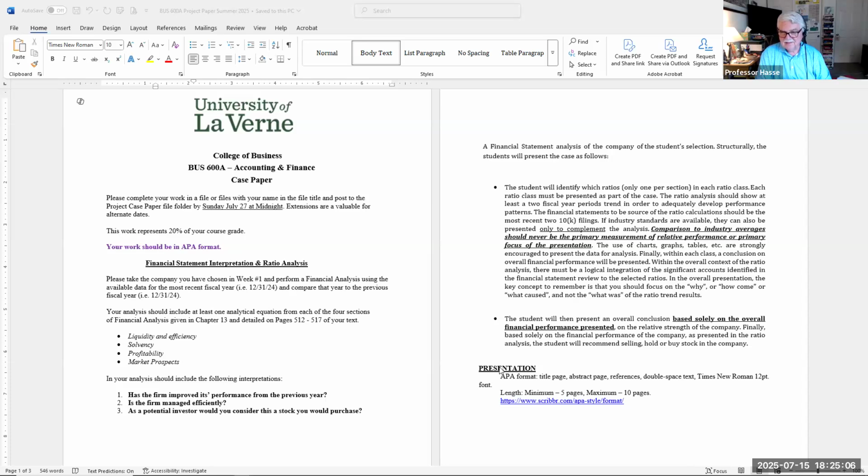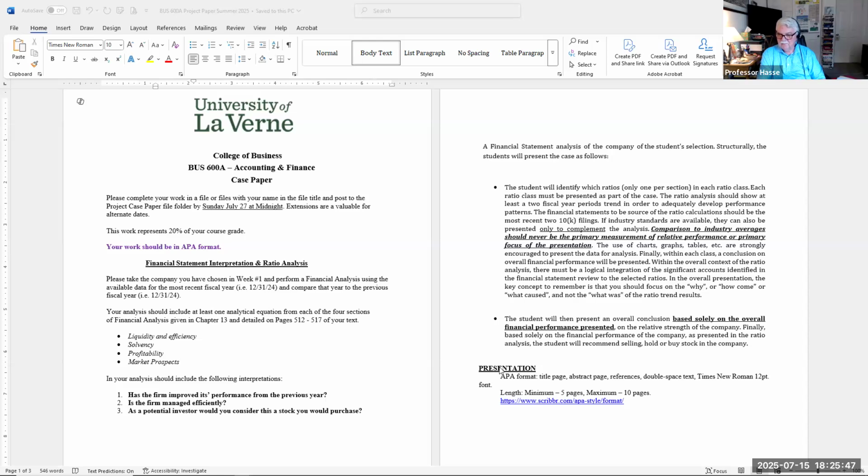Once you provide that data of 4 equations for those 2 time periods, then I'd like you to do an interpretation of that work. This is the main part of the writing paper, but you incorporate this data in your paper. Has the firm improved their performance from the previous year? Is the firm managed efficiently? As a potential investor, would you consider this a stock that you would purchase? These are the questions you're trying to answer and interpret by looking at the trends of those 2 years of those particular 4 areas of financial statement analysis.